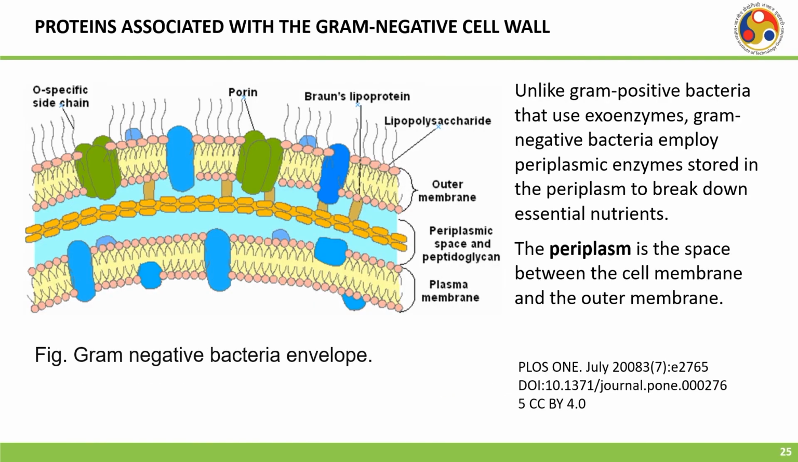What are the proteins associated with the gram-negative cell wall? So, unlike gram-positive bacteria that use exoenzymes, gram-negative bacteria employ periplasmic enzymes stored in the periplasm to break down essential nutrients. The periplasm is the space between the cell membrane and the outer membrane, as you can see in this picture.